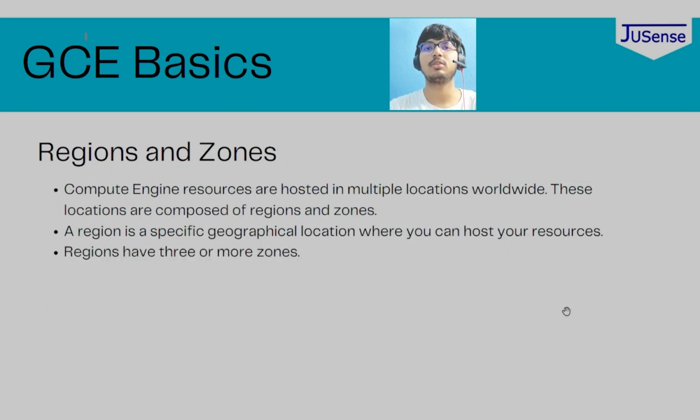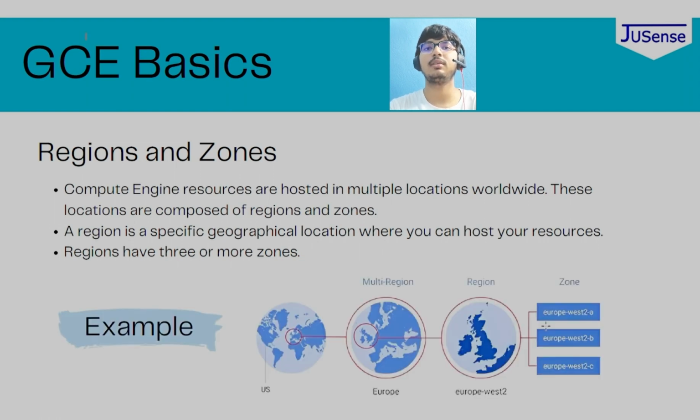Next, we come to regions and zones. Now, our VM instances are hosted in multiple locations worldwide like the US, Europe, etc. These locations are composed of regions and zones. A region is like a specific geographical location where you can host your resources, and regions can have three or more zones. Consider, for example, Europe is a multiple region where Europe West 2 is a region and it has three zones available, namely Europe West 2A, Europe West 2B, and Europe West 2C.